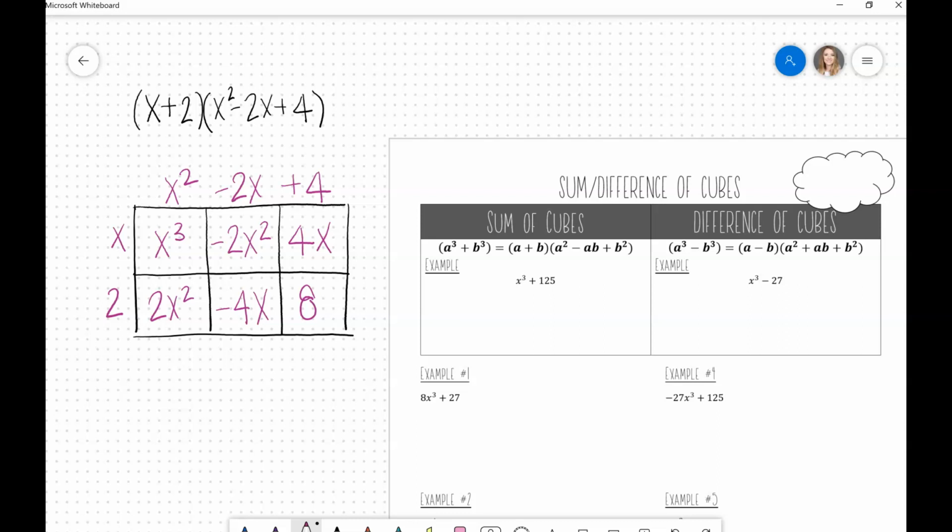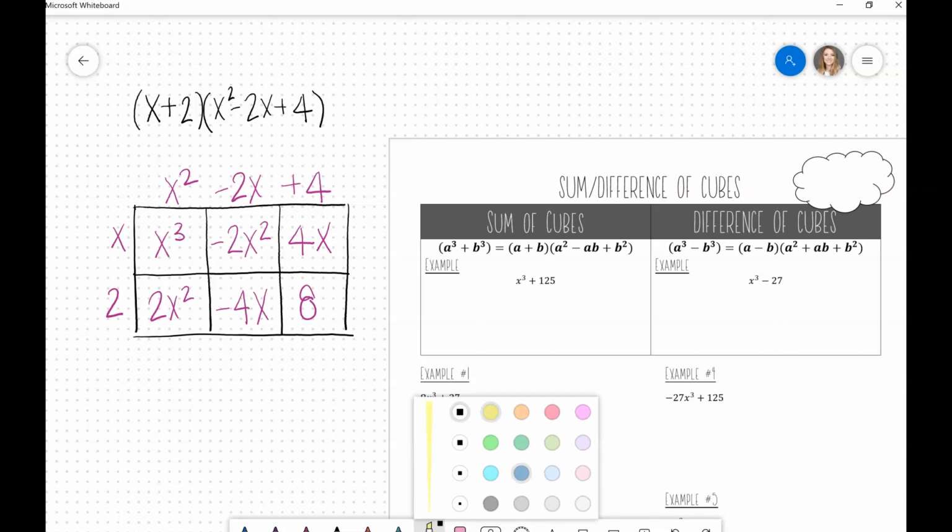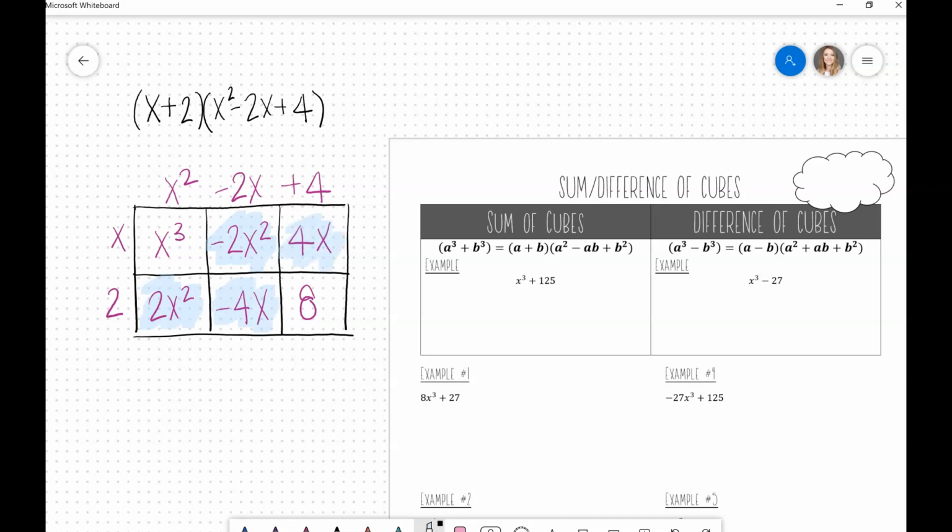Now, when we go to write this out, combine like terms, hopefully you see that we're going to have some terms that cancel. Here we have a negative 2x squared and a positive 2x squared, which will cancel to 0. Here we have a negative 4x and a 4x, which will also cancel to 0. And so all that we're left with when we multiply this binomial and trinomial is x cubed plus 8.